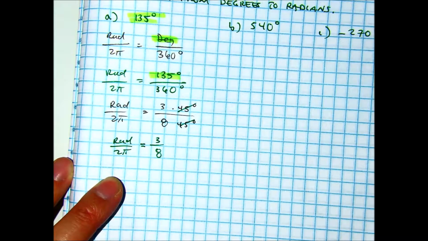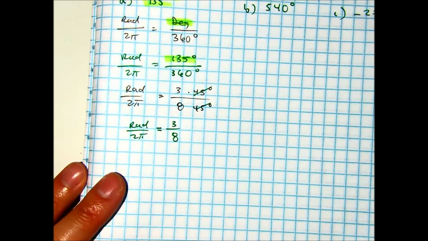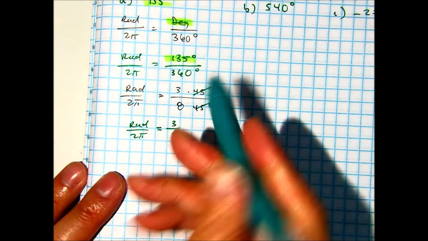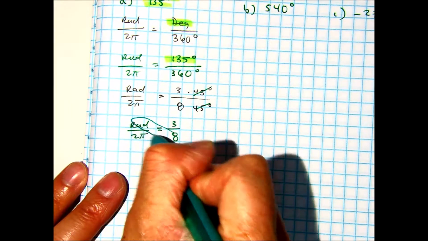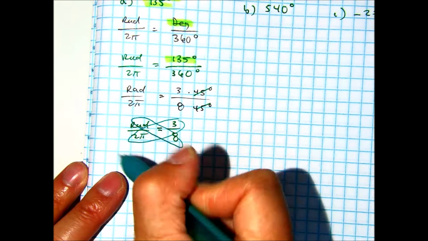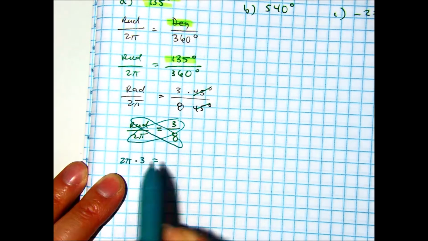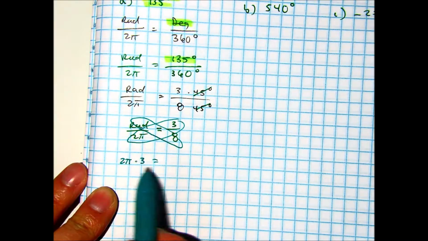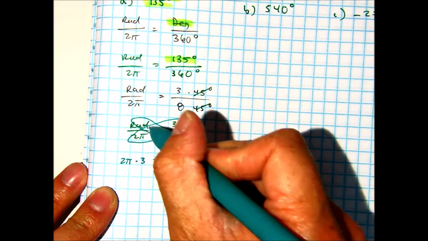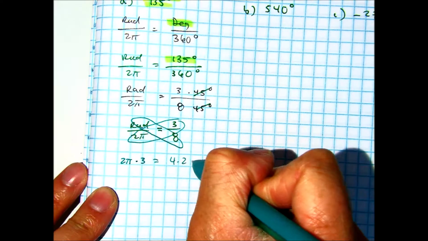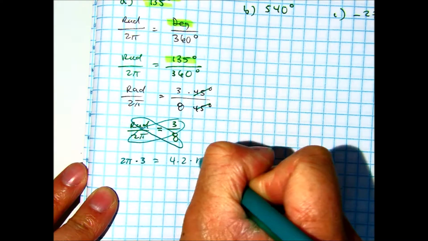Class, how do you solve proportions? You cross multiply. So 2 pi times 3. And I didn't actually multiply those. And then I did 4 times 2 times radians.